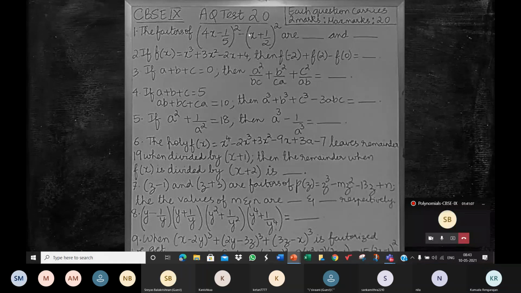Ma'am, we can take it as a minus b the whole square and a plus b the whole square, no ma'am? Yeah, you can do that. You can expand this, treating this as a minus b the whole square, and treating this as a plus b the whole square. Yes, that's also fine.